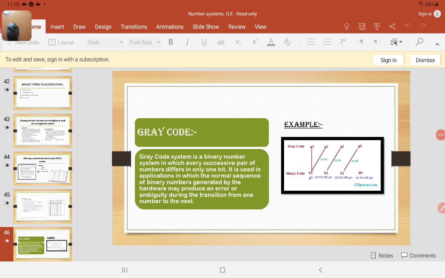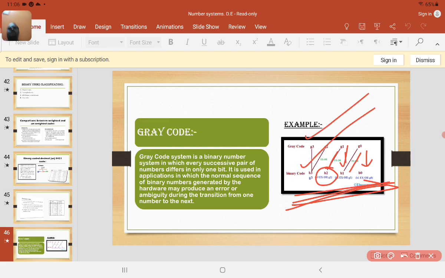How to convert a gray code into a binary code is given here. For example, the gray code G3, G2, G1, G0 is given, and we have to get the binary format B3, B2, B1, B0. First we write the MSB of the gray code as it is, so B3 equals G3. Then B3 XOR G2 gives B2, and the resultant B2 is again XORed with G1 to give B1. Next, B1 is XORed with G0 to give B0. This is the process of converting a gray code into the binary code.